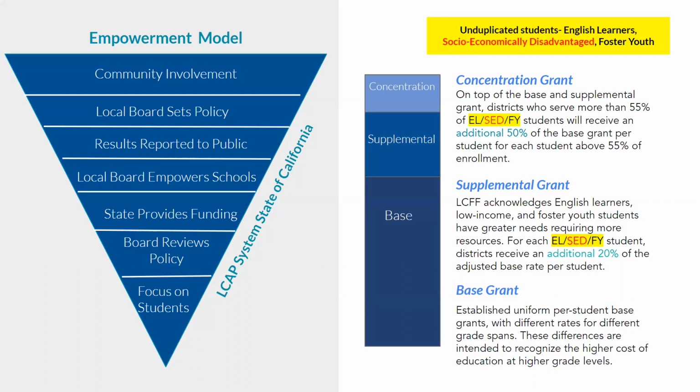And then on top of the base and supplemental grant, districts who serve more than 55% of English learners, low-income students, and foster students will receive an additional 50% of the base grant per student for each student above 55% of enrollment. So homeless McKinney-Vento students can definitely fall under what's called SED, or socioeconomically disadvantaged students, or we also call them low-income students for funding reasons.